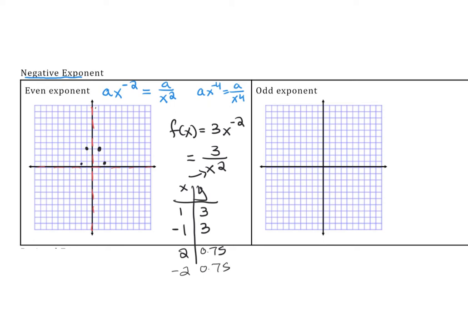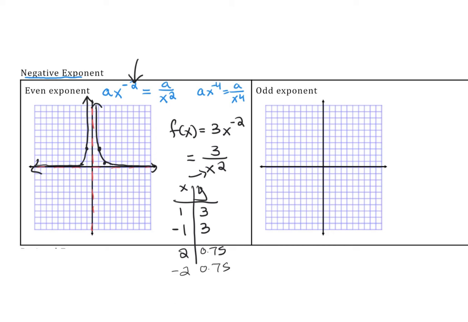So what we end up getting is, it's like the rational functions we've been doing, but this time it's just like reflected over the y-axis this way. And that is when the exponent is even.